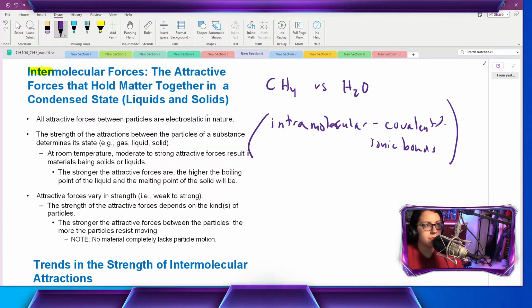And so all attractive forces are electrostatic in nature. So that just means that something has to be negative and something is positive. So let's look at this in more detail. And then the strength of those interactions determines the state. So we'll get back to that with our methane versus water example. And basically what we're going to get at, though, is the stronger the attractive forces are, then we're going to have a higher boiling point, and this substance may be either a liquid or a solid at room temperature. And so we'll see that these attractive forces vary, and we'll go through them.